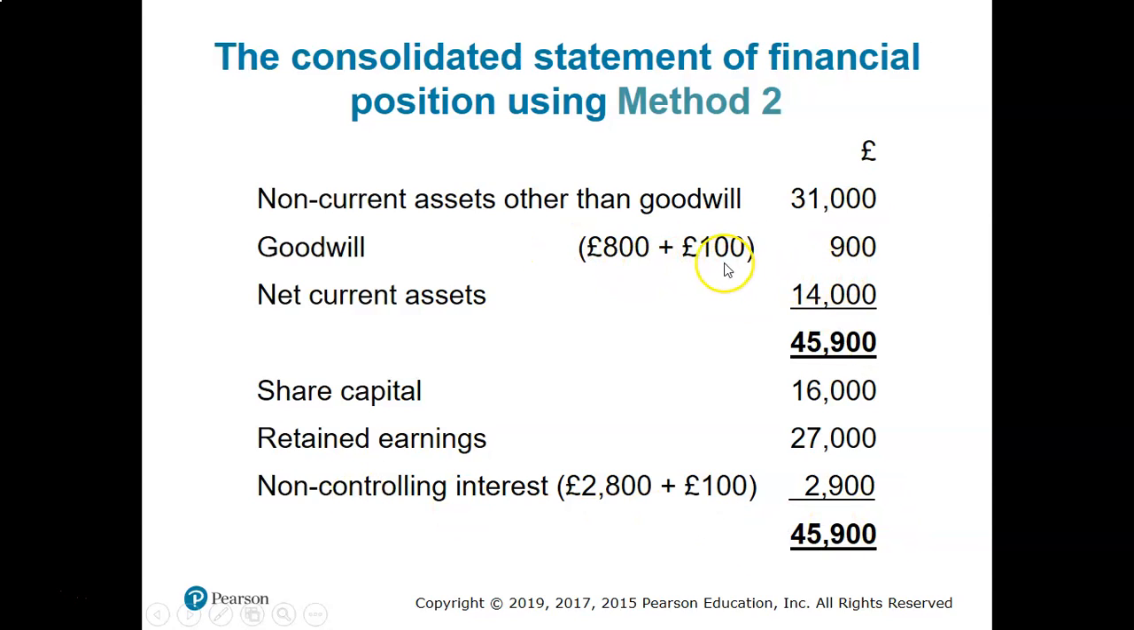So goodwill total will come now 900, 800 for the parent company, and 100 for the non-controlling interest. And the non-controlling interest total figure at fair value is 2,900. So 45,900 would be the total assets and liabilities of the group.